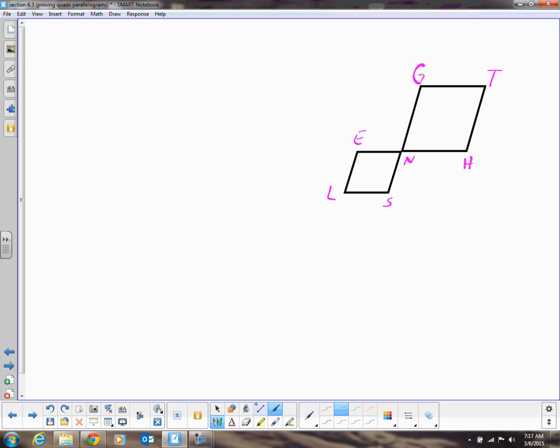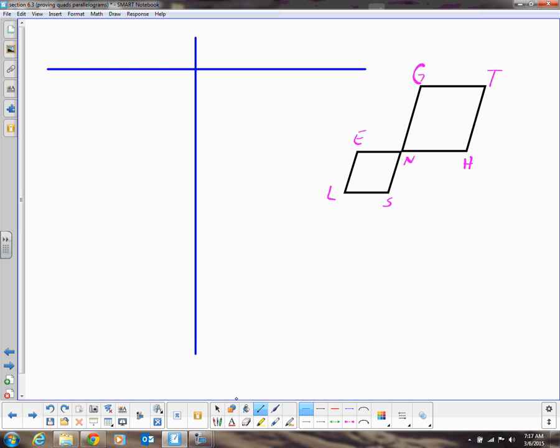Okay, so what they've given you are two parallelograms. So now, because you're given parallelograms, can you use all those properties? Yes, no. So that means parallelogram LENS and parallelogram NGTH. The goal is to get this angle congruent to that angle up there.